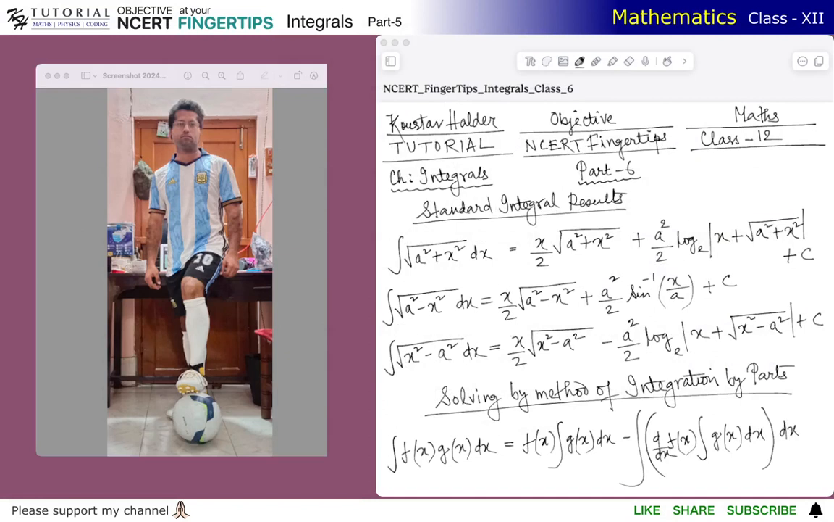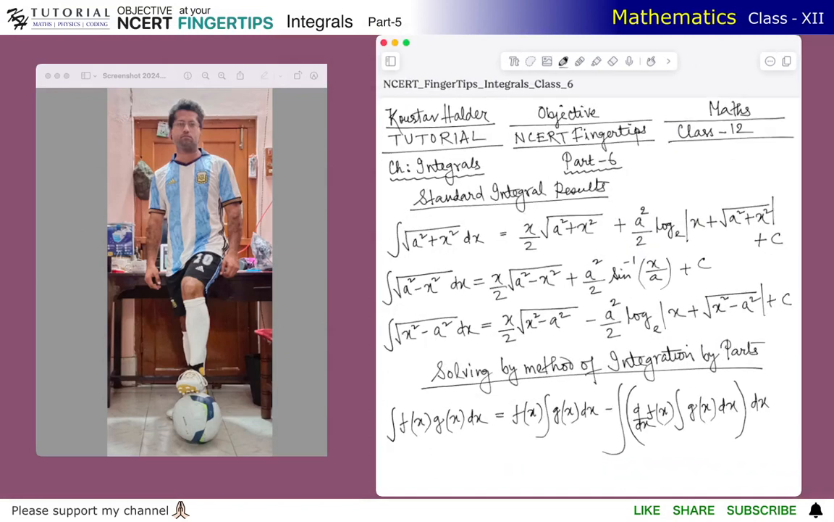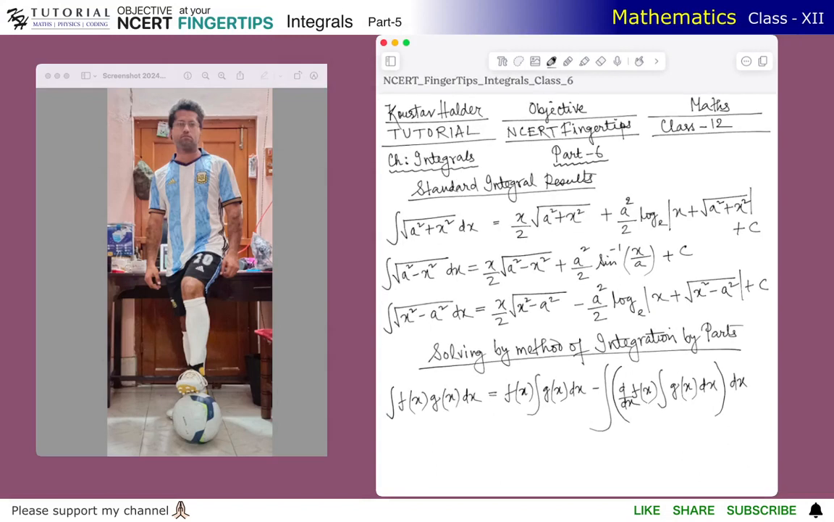Okay, so you can see I've written down the standard results of the three special forms: root over a square plus x square, root over a square minus x square, and root over x square minus a square. The standard results are quite complex. If you remember them, then it's good. But for me, it's very difficult to remember because there are so many standard forms. So this video is to let you know that if you forget the standard results, you can easily solve them by using integration by parts.